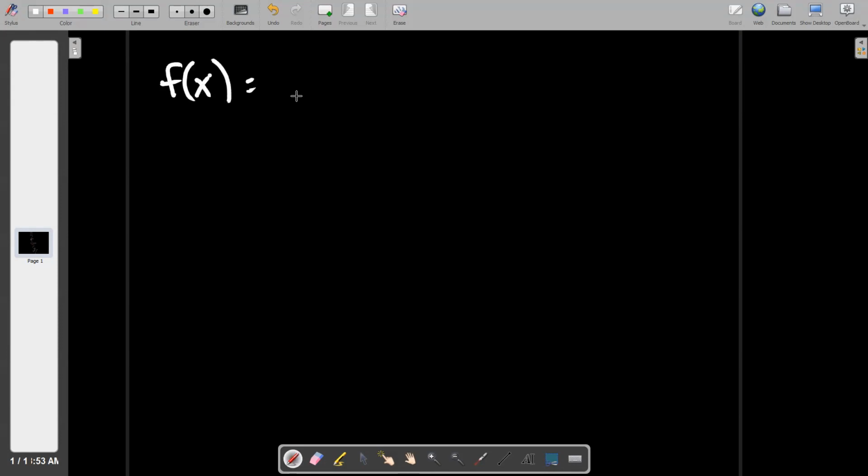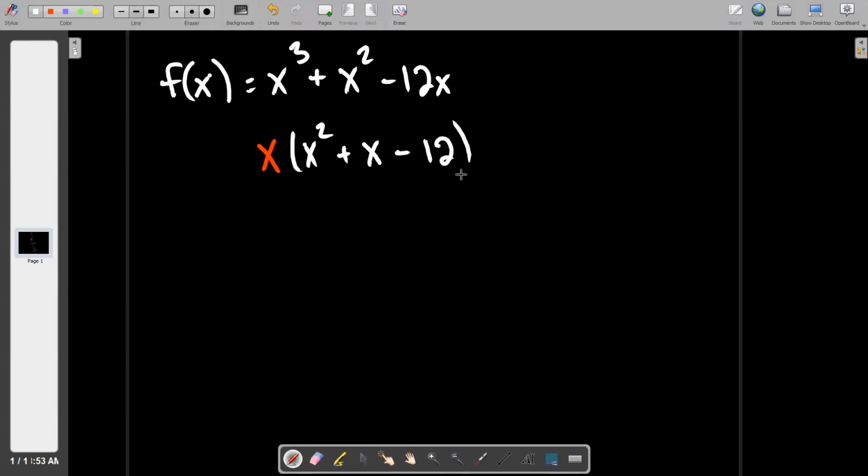So the function was f of x equals x cubed plus x squared minus 12x. And according to my records, we had factored. So we're going to pull out an x, and that's going to leave us with x squared plus x minus 12. And then we're going to complete the job by saying x times x plus 4 times x minus 3. So is this about where we got to?